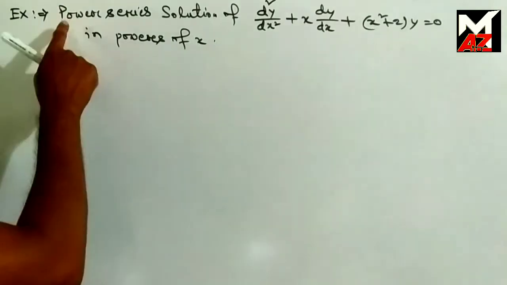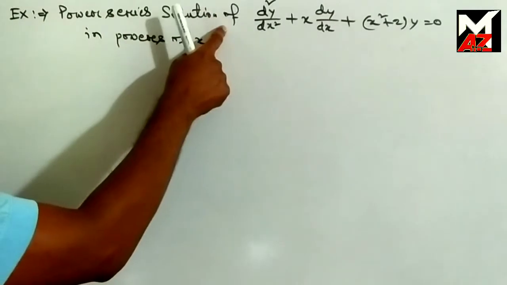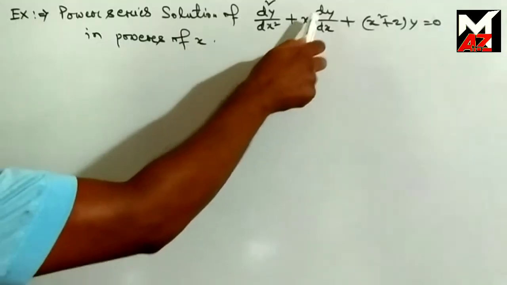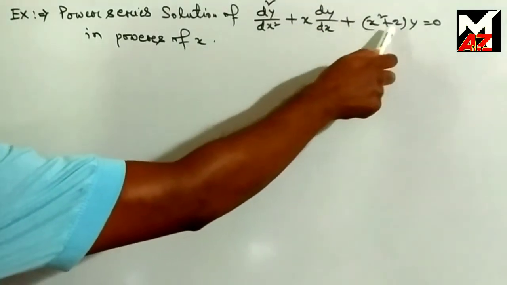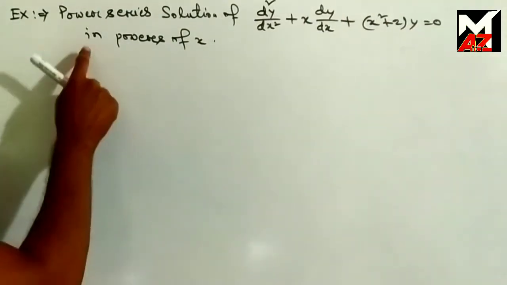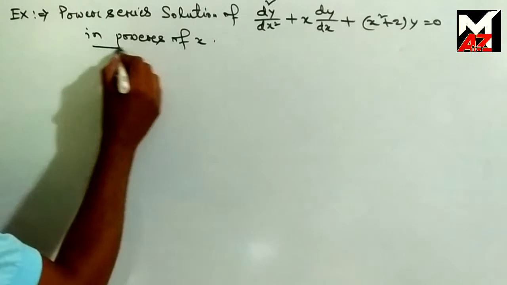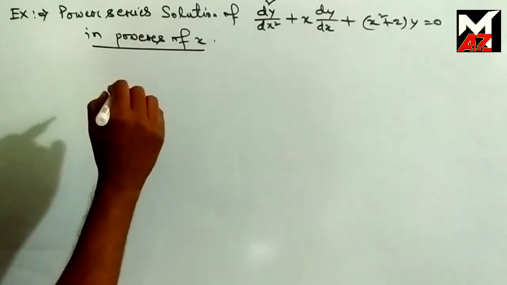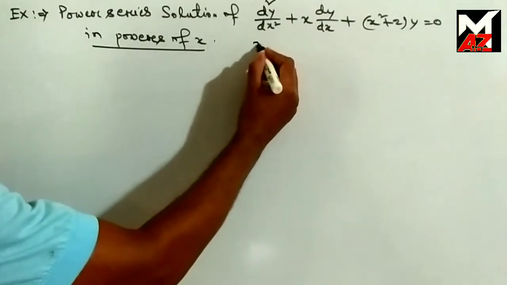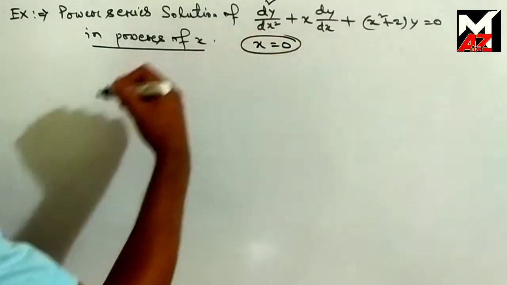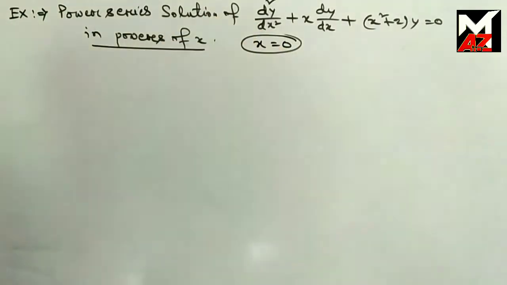Here the example is power series solution of d2y by dx2 plus x into dy dx plus (x square plus 2) into y equal to 0 in powers of x. And from the question it is clear that we have to find the power series solution about the point x equal to 0. Powers of x means x equal to 0.